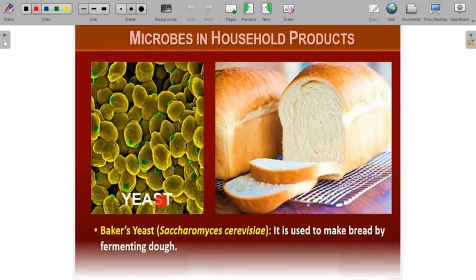Second one is microbes in household products. The common thing is yeast. The first one is a bacterium, Lactobacillus. The second one is a yeast, called baker's yeast. The same thing is also called brewer's yeast when we use it for alcoholic fermentation. The same microbe, baker's yeast, is called Saccharomyces cerevisiae.